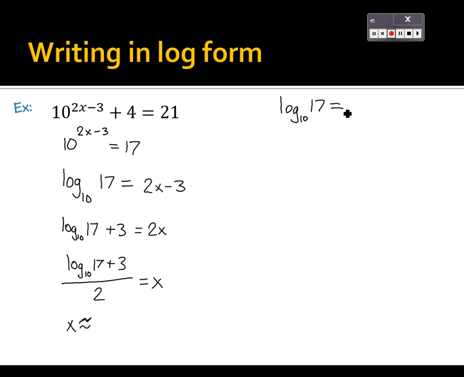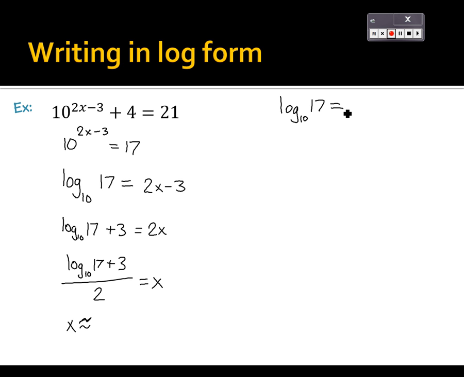Guys, log base 10 of 17. That's the button on your calculator. Just do log of 17. 1.2304. Does it matter whether you divide by log of 10? Nope. Why? Because what's log base 10 of 10? 1. Right? So anyway, in this particular case, you don't have to.